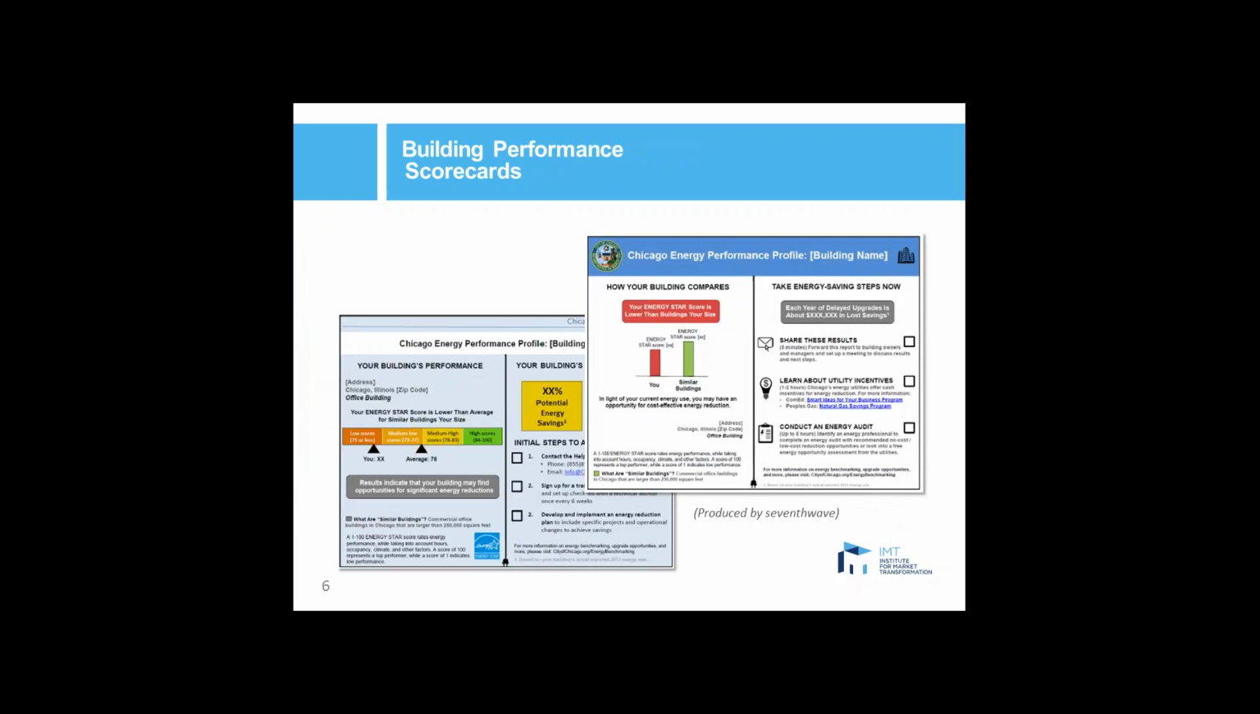This is an example of some work that's being done in the city of Chicago with assistance by Seventh Wave, where they're actually developing customized building scorecards so that individual building owners will get scorecards like this to tell them how their building is performing compared to peers. And it also lists a few things that you might want to be thinking about for your particular building. What are some actions that you should consider taking? So very targeted information, which could really have a big impact on decisions that individual building owners make.